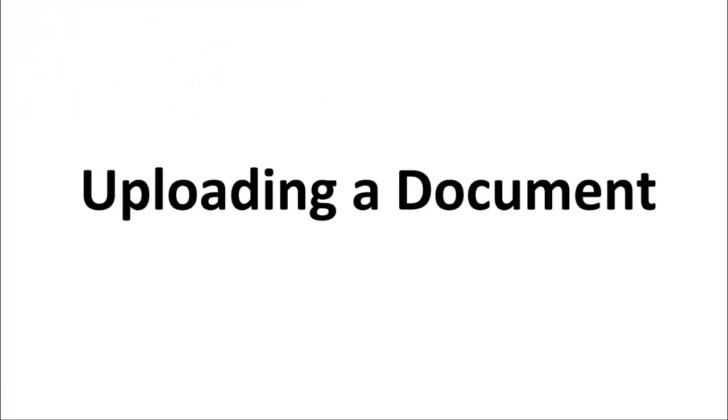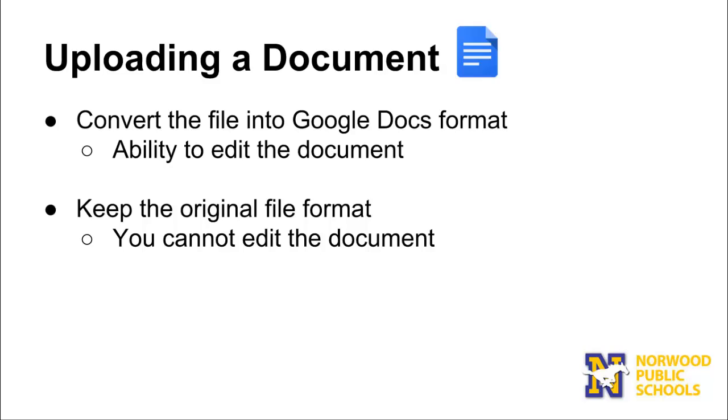Through Google Docs, you also have the ability to upload existing files, including existing Microsoft Office files, into your Google Drive account. When uploading a file, you get two choices: to convert that file into Google Docs format or to keep it the same file format it is currently. When you convert a Word document into Google Docs format, you can then edit the document and share it with others. When you keep it in the existing file format, you can share it with others, but you cannot edit it. You can only view the document.